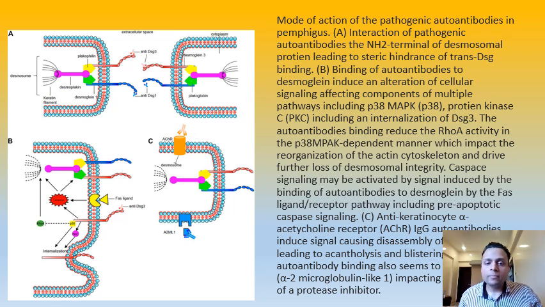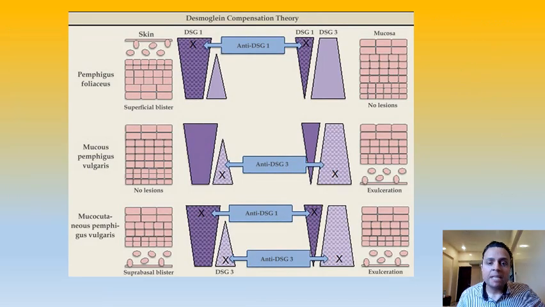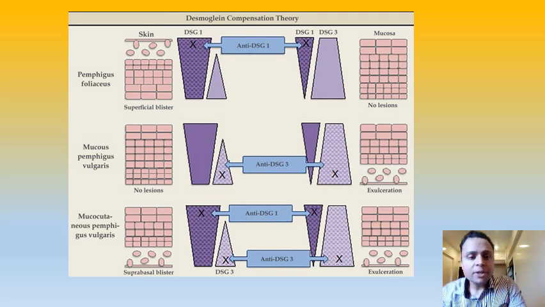So okay, now this is the desmoglein compensation theory. What is happening in pemphigus foliaceus? You can see that normally in the skin, desmoglein 1 is there more in the upper layer, but it is there throughout the skin. Okay, and desmoglein 3, if you see, is there more in the lower layers, but it is there a little bit in the upper layer also. So in pemphigus foliaceus, there are only antibodies against desmoglein 1. So what happened?